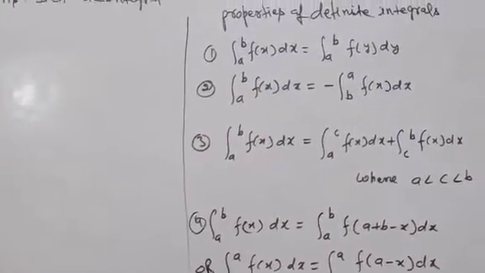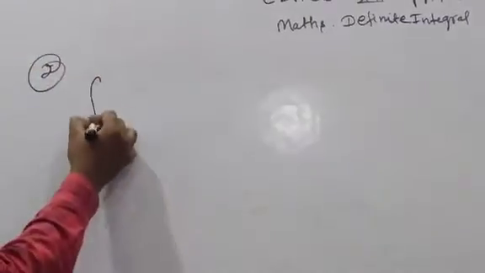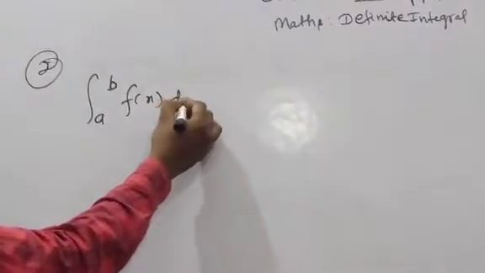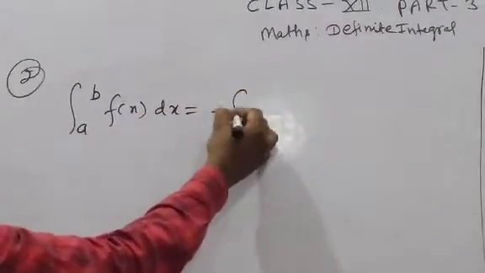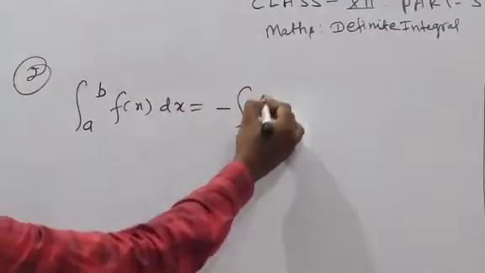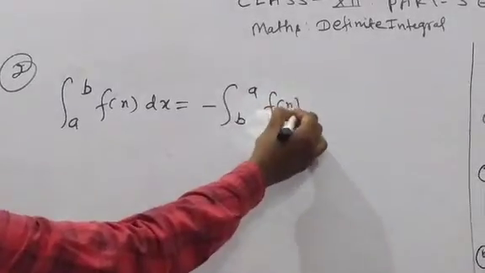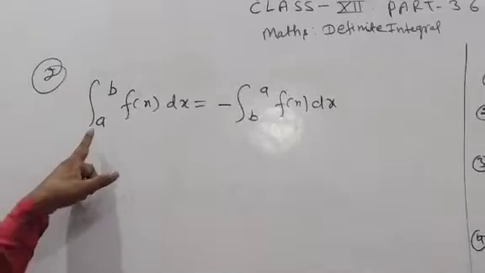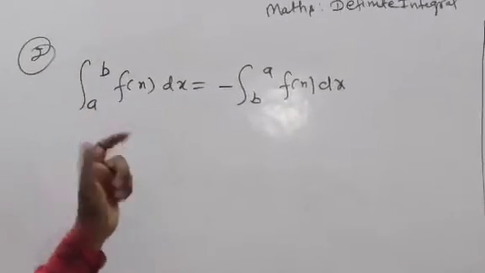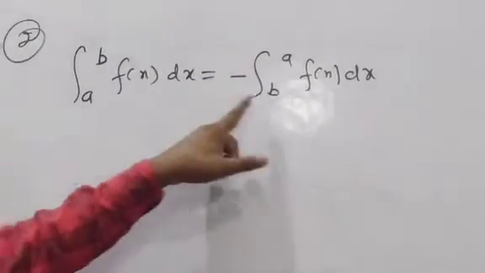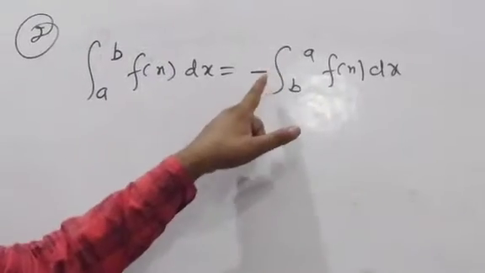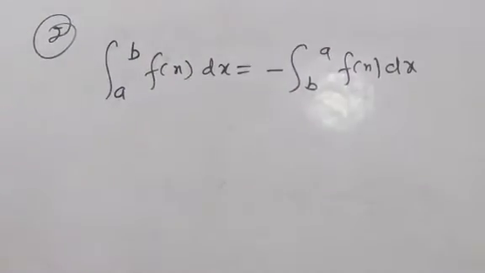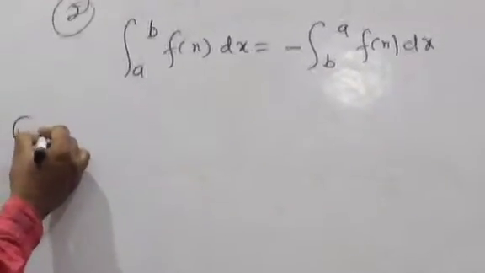Now see the properties. Second property: integral a to b of f(x) dx is equal to minus integral b to a of f(x) dx. Clear? It means if we change the limits, here lower to upper and here upper to lower, we take a minus outside. This sign we will change. Let me give an example here.